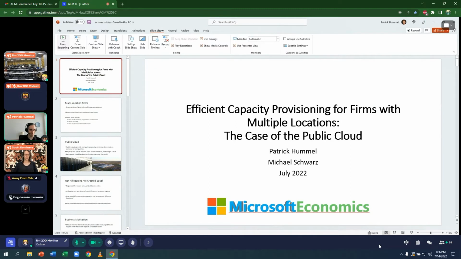Thank you, Scott. And hopefully when I start full screen mode, people can see the full slide. And yeah, I'm going to talk about efficient capacity provisioning for firms with multiple locations, the case of the public cloud. This is joint work with Michael Schwarz, who's a colleague of mine at Microsoft.